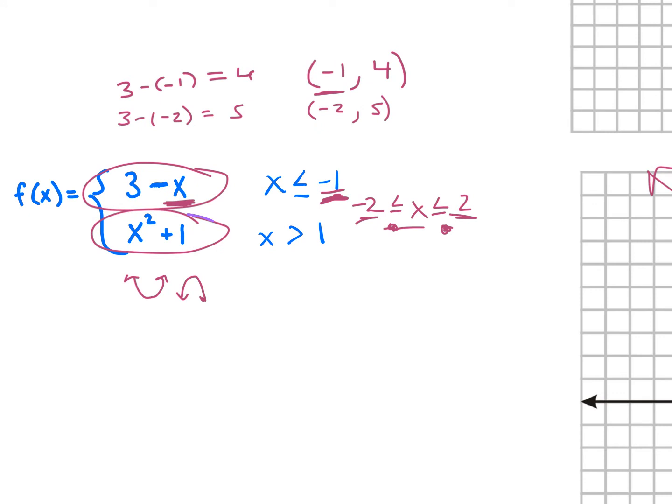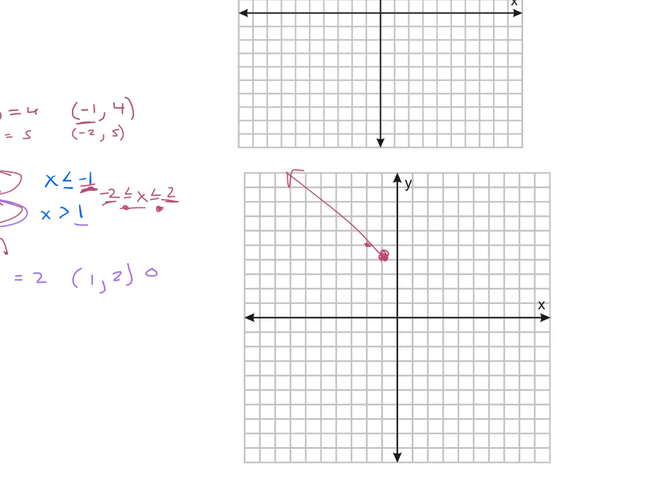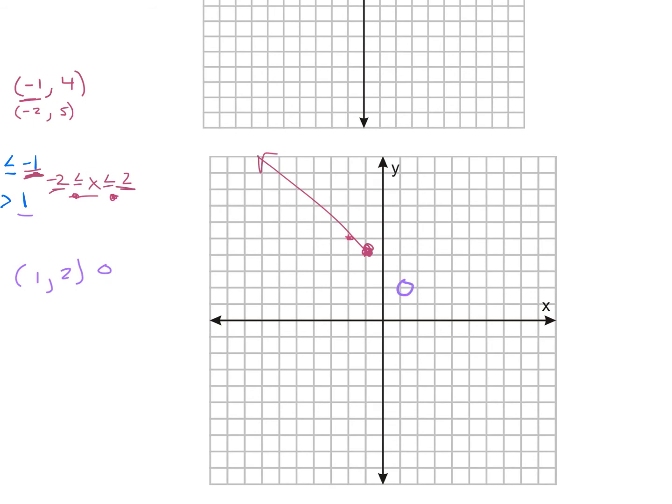Now let's look at the second one. What should I plug in first? 1. So I have x squared, so 1 squared plus 1 would be 2. So I plugged in 1 and got 2. Do I have an open or closed circle? Open. Open circle. So go to the right 1, up 2, open circle.